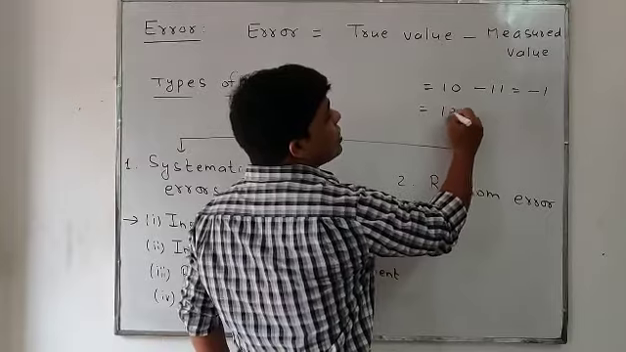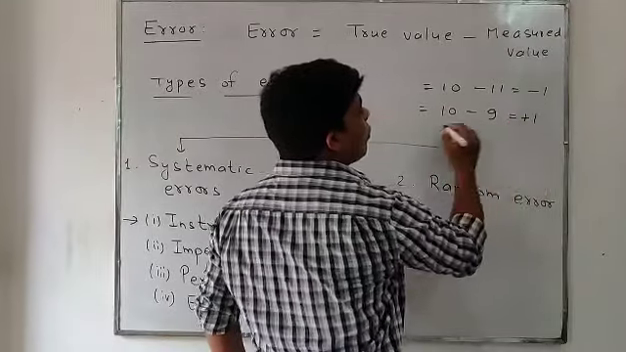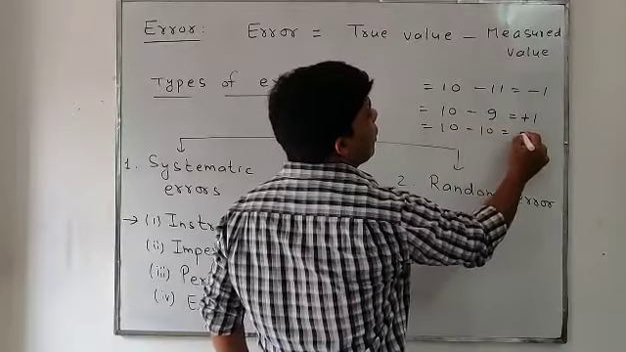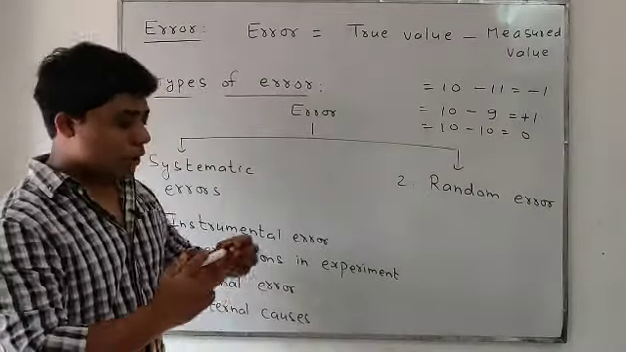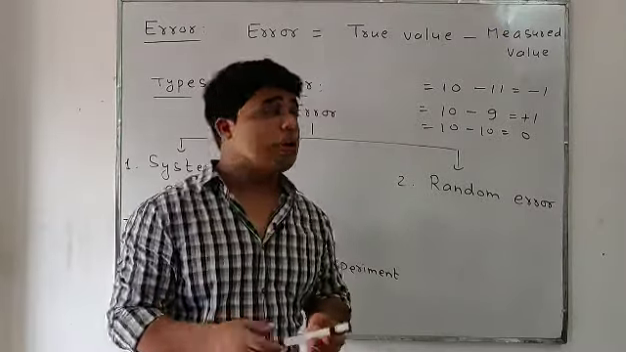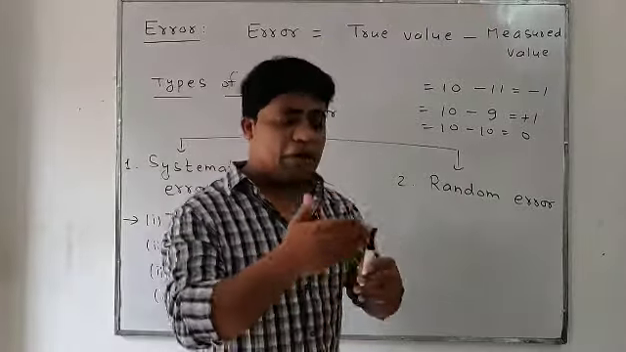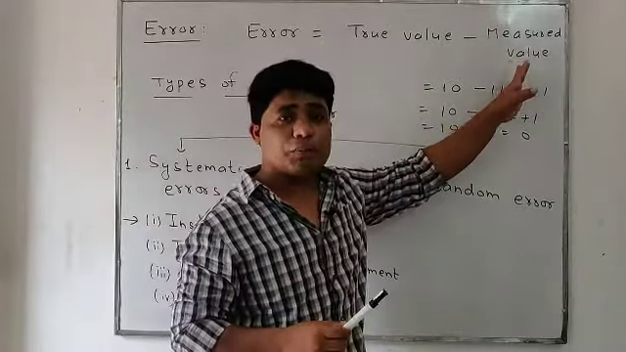Some student measures 9 centimeter, so 10 minus 9 is plus 1. Some student measures 10, so there comes 0. It means the actual length of this marker is 10 centimeter. That is said to be the true value, the real actual value. And when we measure, that is called the measured value.